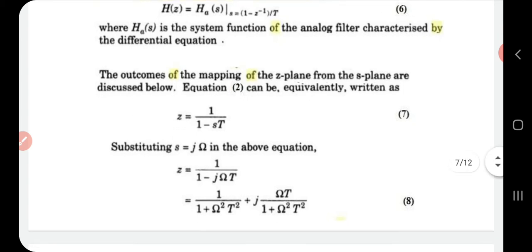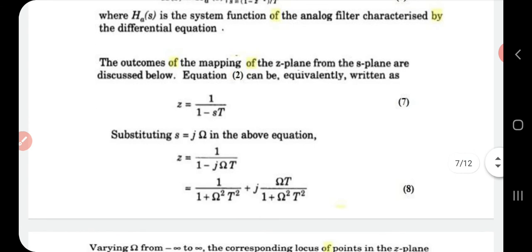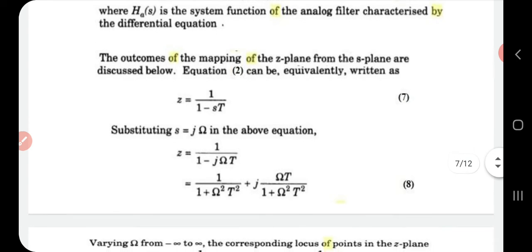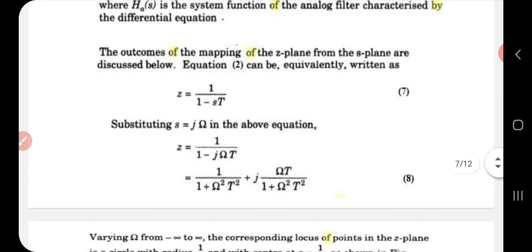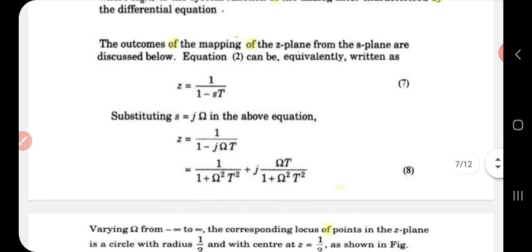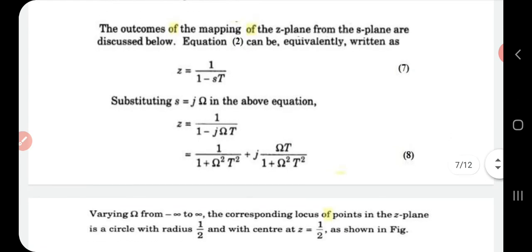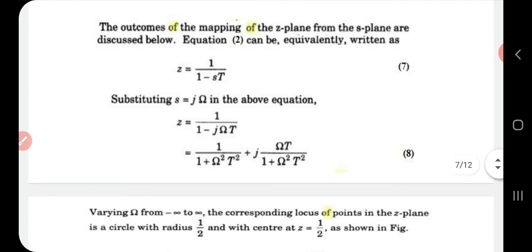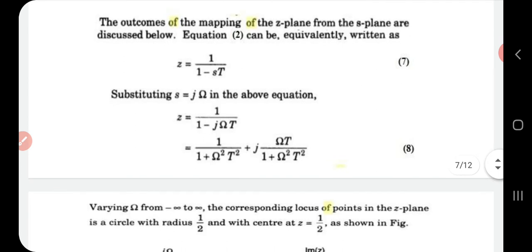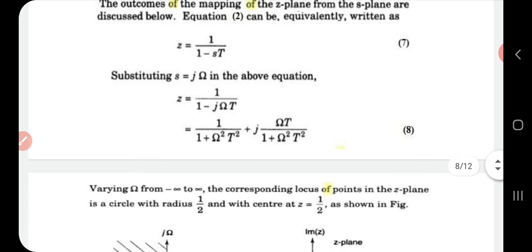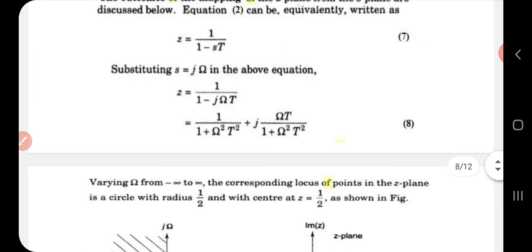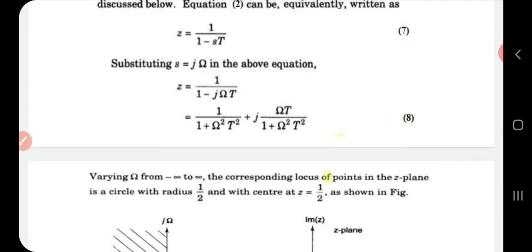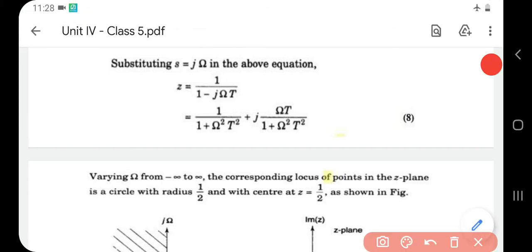Now we can write equation 2, and another equivalent equation for equation 2 is z equal to 1 by 1 minus sT. Okay, now here you are going to substitute j omega in place of s, assuming it to be a complex one. So z equal to 1 by 1 minus j omega T. Now it will be like this. How is this obtained? You are just multiplying both numerator and denominator with 1 plus j omega T. Then you will reach this particular equation.